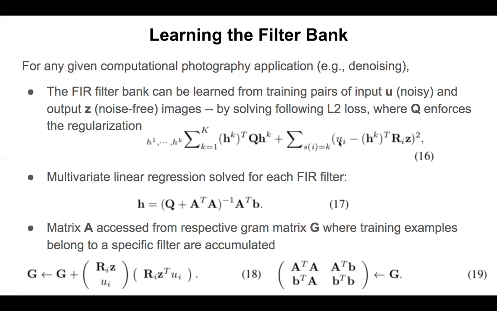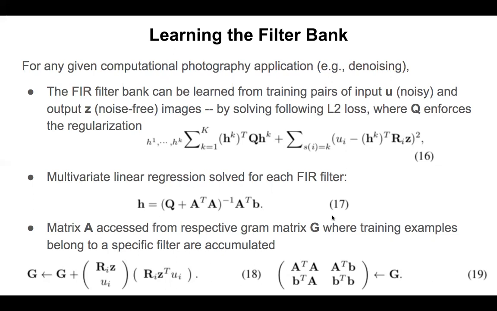So what we are going to do is essentially solve this multivariate regression over here. We take this L2 loss along with the regularization, which is Q, which encourages filters to be smooth. And essentially this boils down to solving this multivariate linear regression for each of these H filters.